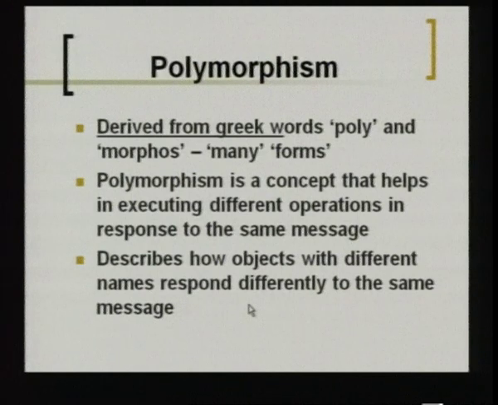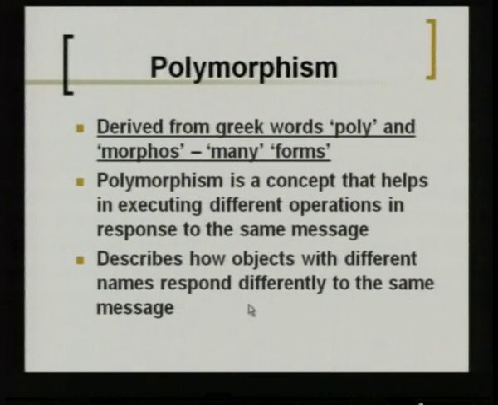Next we move to what is called polymorphism. Now, polymorphism is derived from Greek words poly and morphos, which means many forms. That is, there is a concept in OOP where you can have one function or one operator perform several functions. The same function with the same name can do different types of tasks. So, that is the way of implementing polymorphism in object oriented programming.